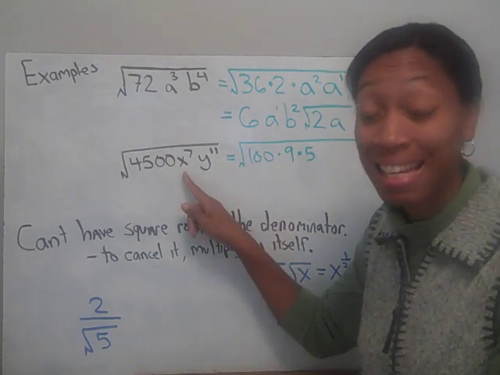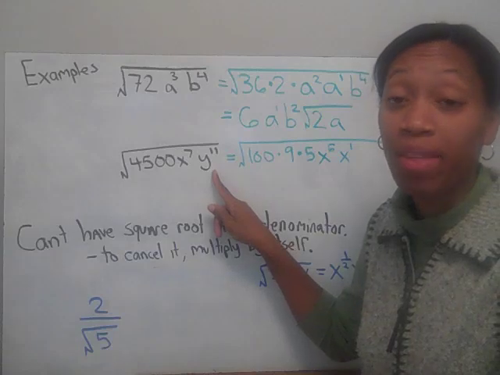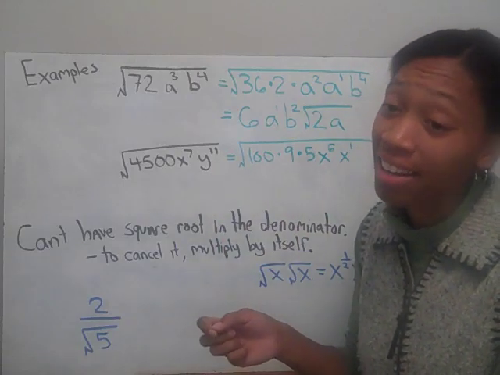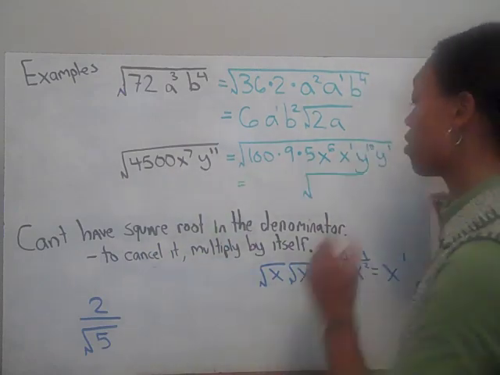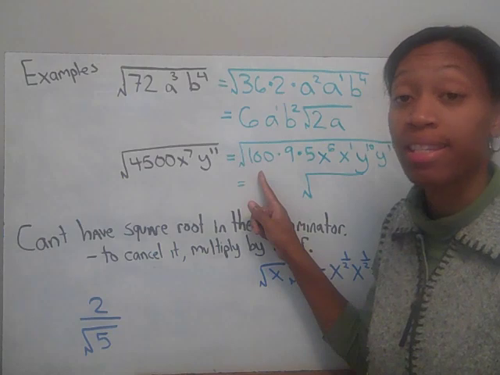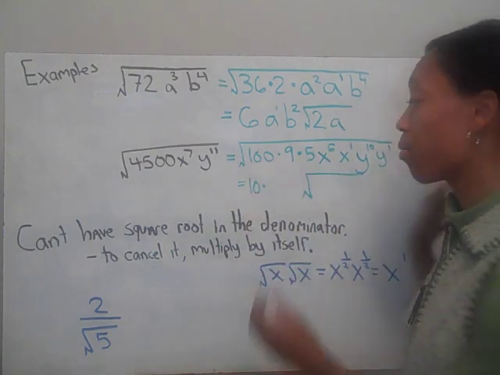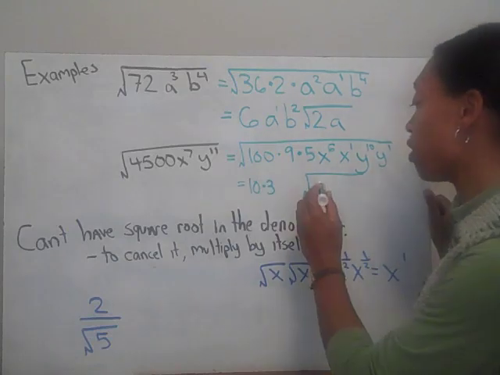I'm going to make this x to the 6, x to the 1. And the same thing with the y. It's to the power 11th, which is odd, so take it down 1 to make it 10. 10 and 1. The square root of 100 is 10. The square root of 9 is 3. The square root of 5 is uneven, put it underneath.